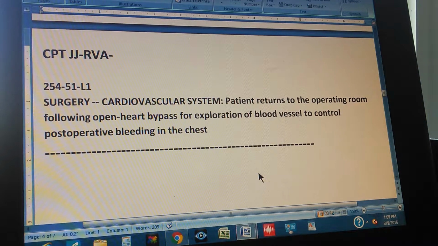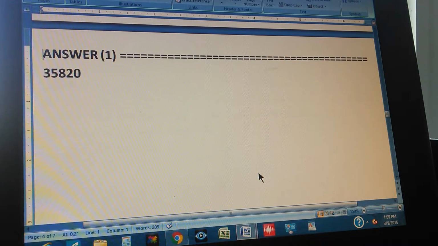So we're going to count to 3 so you can pause the video and then give us the code, okay? 1, 2, 3. All right, the answer is 35820, okay? 35820. If you got that answer, congratulations. You can just stop here and go to the next video. If you didn't get it, let's give you a few tips.